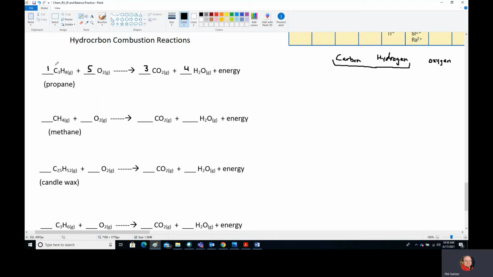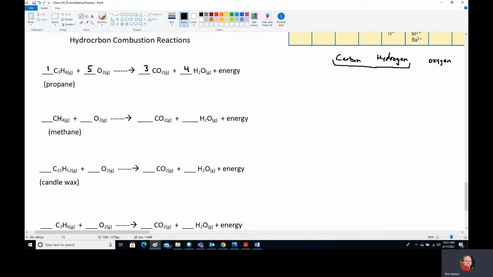1 mole of propane, 5 moles of oxygen will give us 3 moles of CO2 and 4 moles of H2O gas, because it's so hot. And we've all started up a barbecue or seen a barbecue or attended a barbecue.